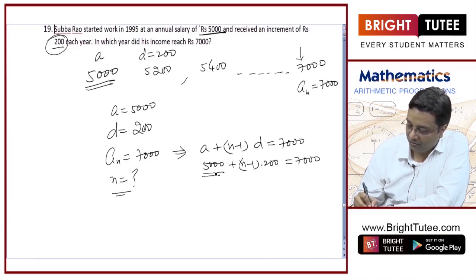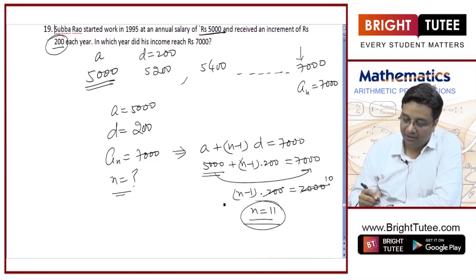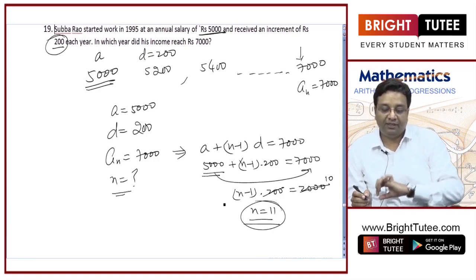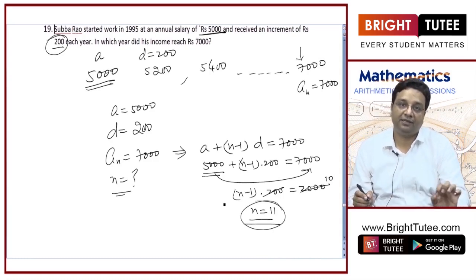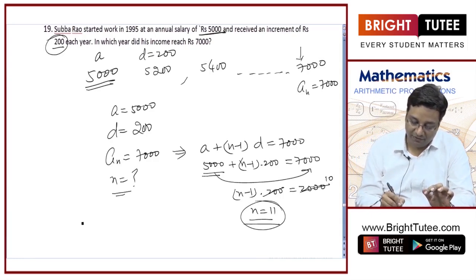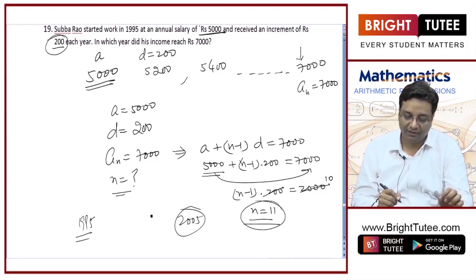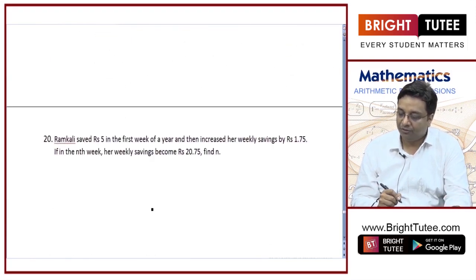If I bring this 5,000 on right hand side, N minus 1 into 200 will become 2,000. If I cancel this, it will give me 10 here. So N will be equal to 11. Right? So in the 11th year, his income will reach 7,000. And what will be the 11th year? After 95, if 95 is the first year, 11th year will be 2005. Right? So this was about this question.